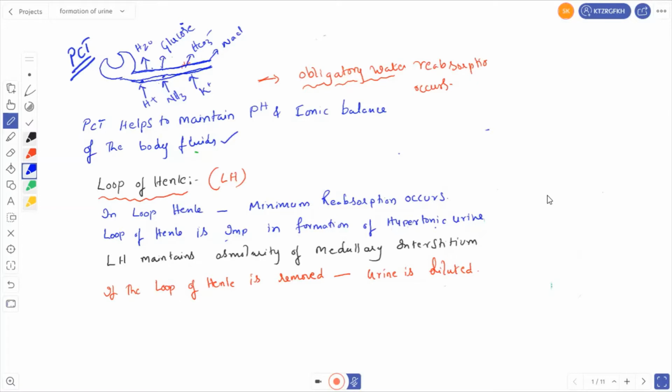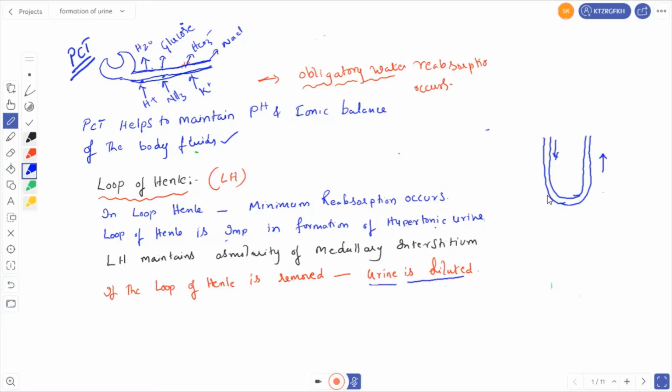In loop of Henle, minimum reabsorption occurs. So I am drawing the loop of Henle here. In the loop of Henle, there are two limbs. One is the descending limb and the second one is the ascending limb. This side is the ascending limb and this one is the descending limb. The loop of Henle plays an important role in the formation of hypertonic urine. And the loop of Henle also maintains the osmolarity of the medullary interstitium. If the loop of Henle is removed, then urine will get more diluted.